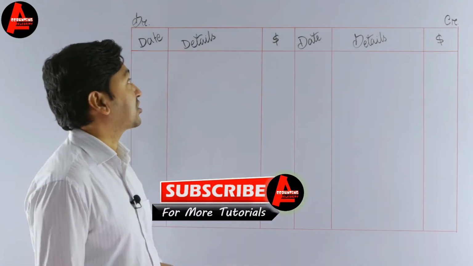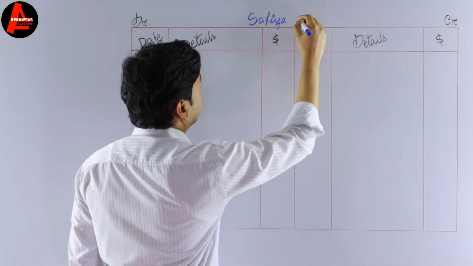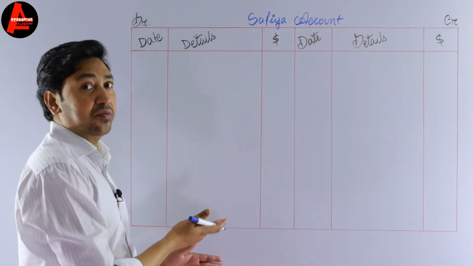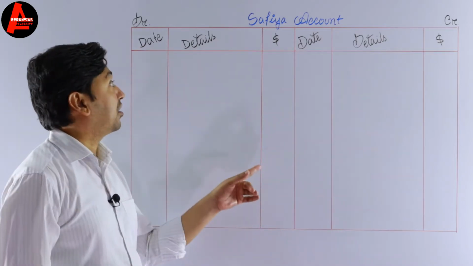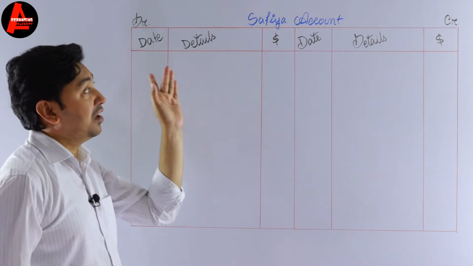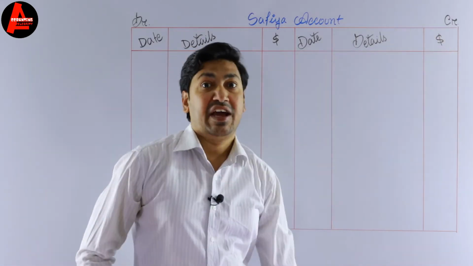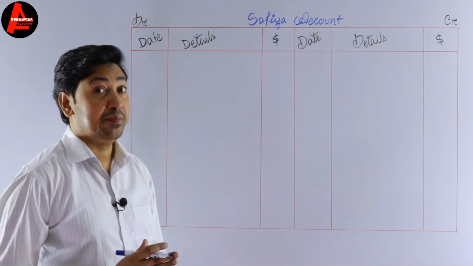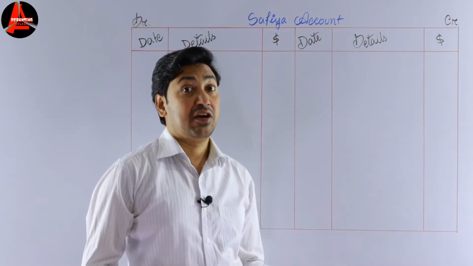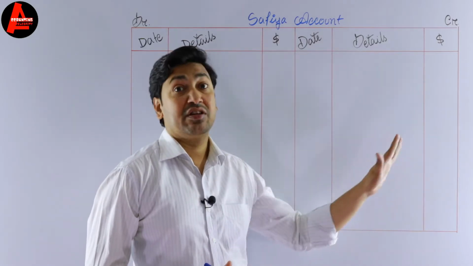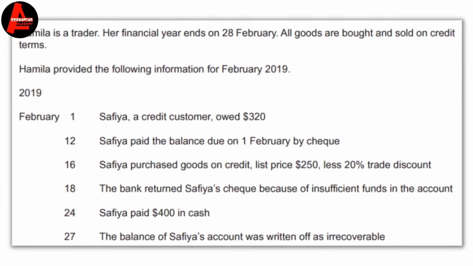Let us write the customer name here: Shafia account. You already know this format. This is a T account ledger format. Here we have date, detail and dollar columns on the debit side, and the same date, detail and dollar columns on the credit side. If Shafia is debited by any means, it will be recorded on the debit side. If Shafia is credited in the transaction, then we record it on the credit side.